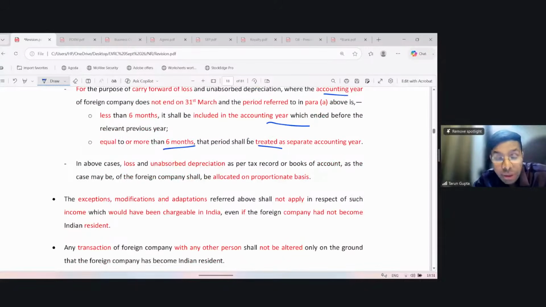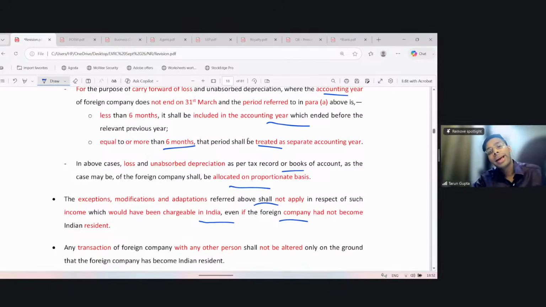In the above case, loss and unabsorbed depreciation as per tax records and books of account, as the case may be, of the foreign company shall be allocated on a proportionate basis. We will see through an example. The exception, modification, adaptation referred to above shall not apply in respect of income which would have been charged in India even if the foreign company had not become an Indian resident.